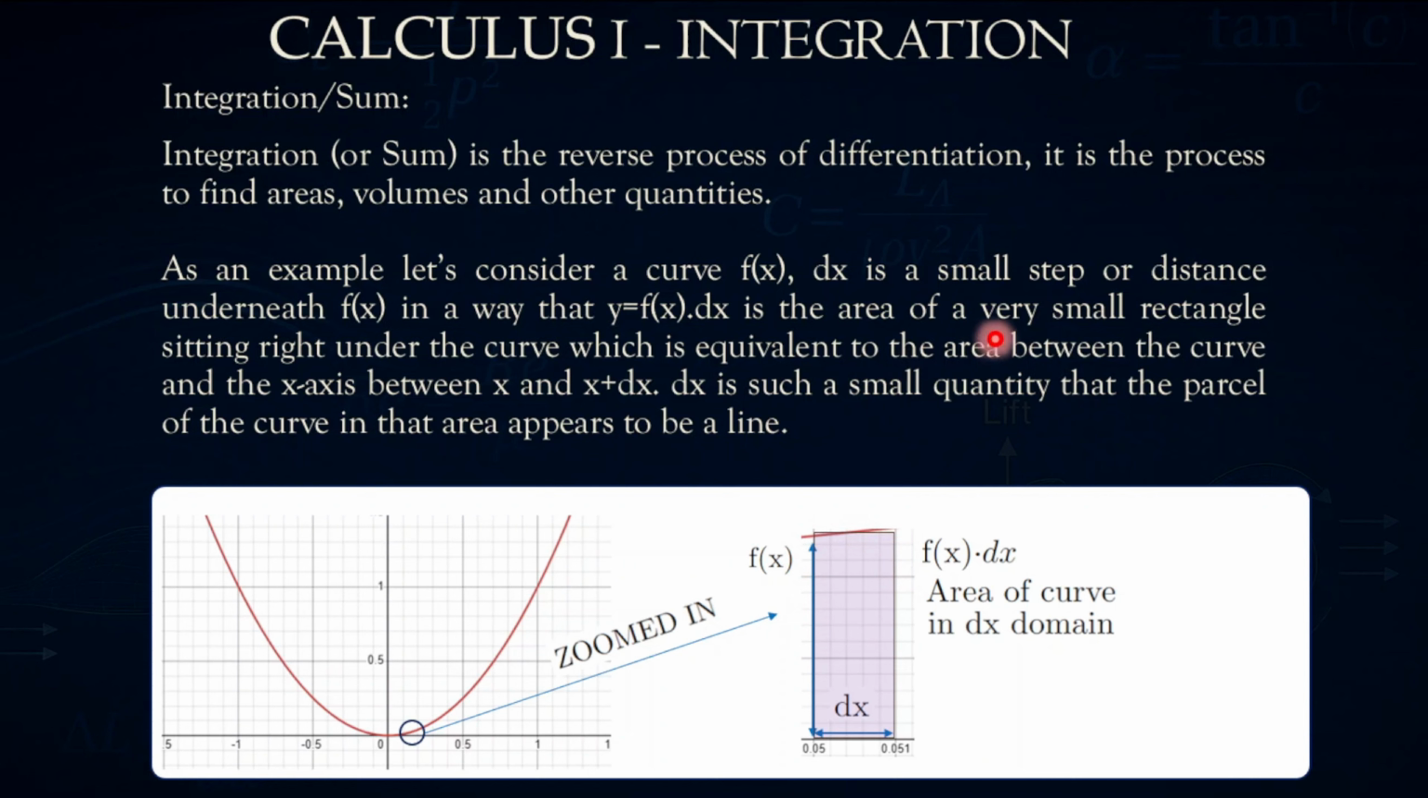So it is the area of a very small rectangle sitting right under the curve, which is equivalent to the area between the curve and the x-axis from x to x plus dx. This is x plus dx. dx is such a small quantity that the parcel of the curve in that area appears to be a straight line of the rectangle. f(x) dx is the area of the curve in the dx domain.